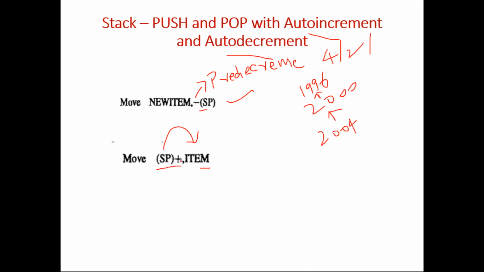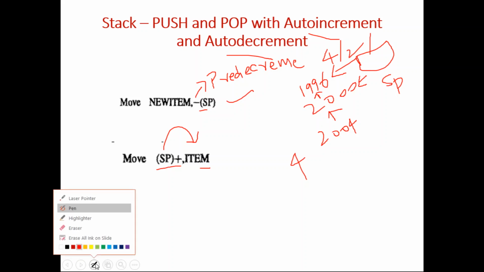Here increment means, say currently SP is pointing to location 1996, and there is some data. Once you remove that particular element, then SP should point to the next location. But what is the next location? 2000. So how will you get 2000 from 1996? By adding. How much it will add depends on the word size of the computer. Here we are assuming the word size is 4, so it will add 4. So this is how push and pop work with auto increment and auto decrement.